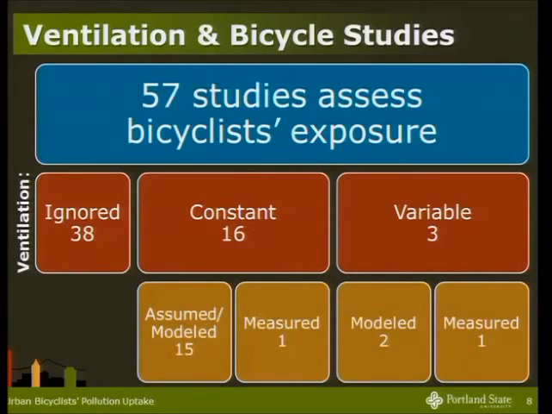So looking at how this has been assessed in the literature, if we broaden our scope to think about not just the studies that have directly measured bicyclist exposure, but also ones that have modeled it in some way, there have been 57 studies that assessed bicyclist air pollution risks in some way. Of those, 38 ignored the ventilation question, so they're just looking at exposure. Of the ones that considered ventilation, 16 of them assumed a constant ventilation because they're really only interested in modal comparisons. So they say, well, bicyclist breathing rates, we're going to say, are 2.8 times higher than motorists, and we're just going to make a factor adjustment like that.